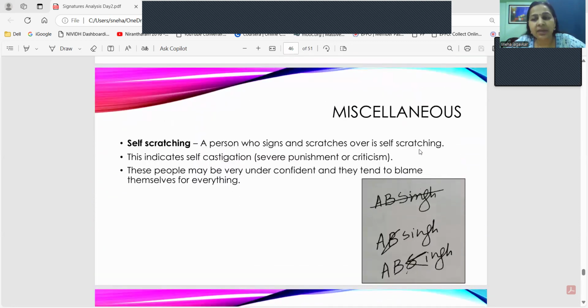Self-scratching, a complete negative trait. The person writes the name and then scratches it, like what I'm doing in my signature over here that I've told you. I'm encircling, but I'm also scratching myself. So physically harming your own self or others. A person who signs and scratches over is called self-scratching. This indicates severe punishment or criticism. These people may be under-confident and they tend to blame themselves for everything that is happening. Mostly everything includes negative aspects. Say, for example, you score low marks, you were at fault.